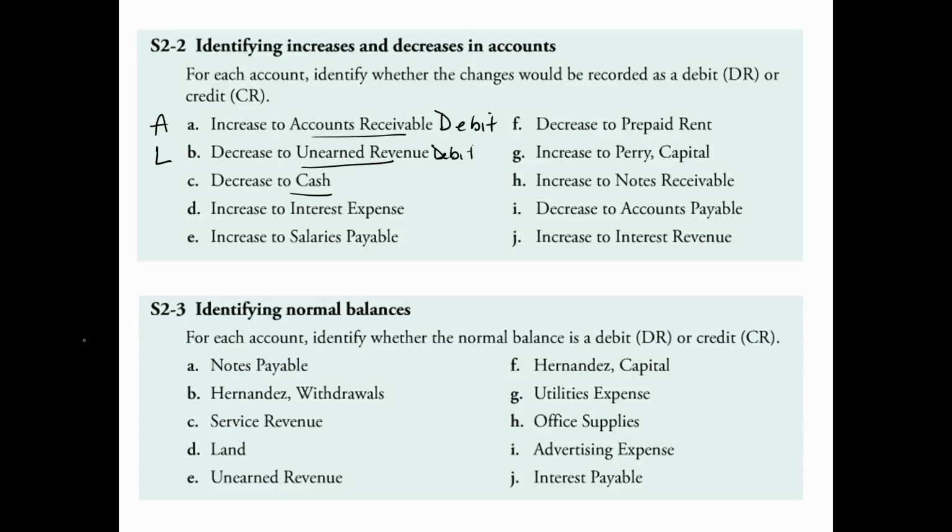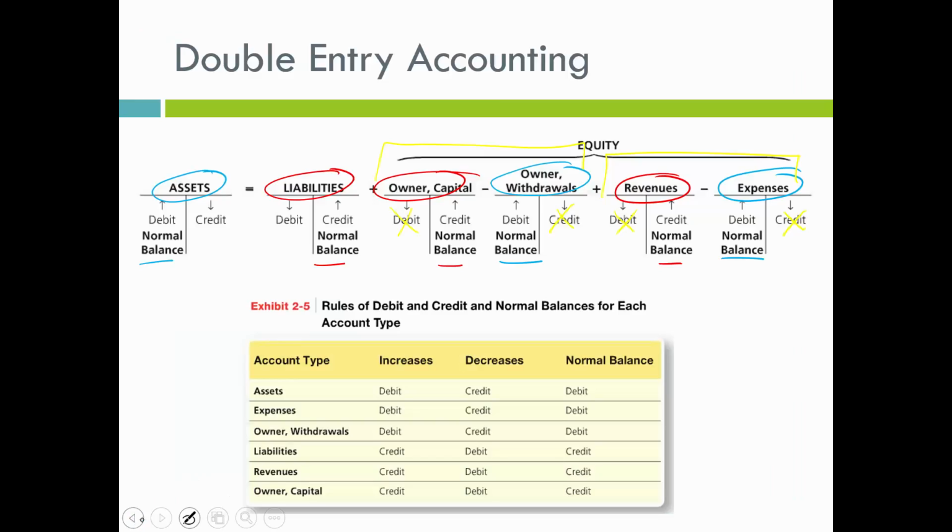Cash is an asset, so to decrease that, I credit it. Interest expense, it's got expense right here in the name. So every time I see that, I know it's a debit. Increase to salaries payable. I see payable, I know it's a liability. To increase it, I credit it. Prepaid rent, I know that's an asset. To decrease that asset, I credit it. Capital is an increase, and if we go back to our chart, here's capital. To increase it, I credit it.